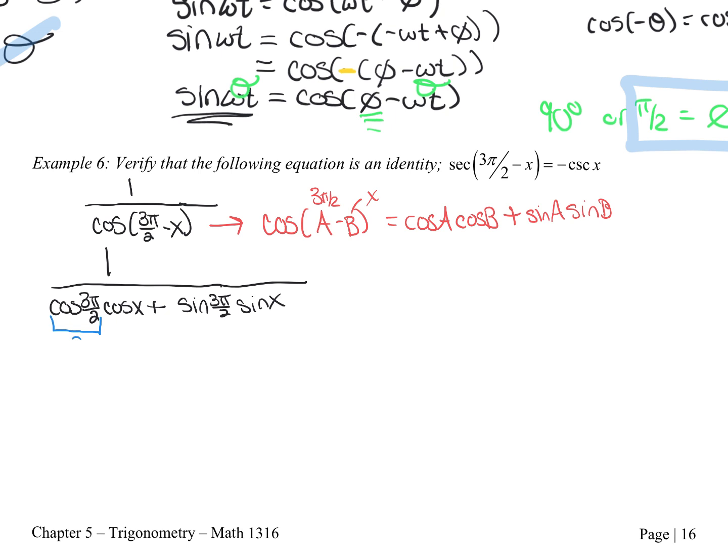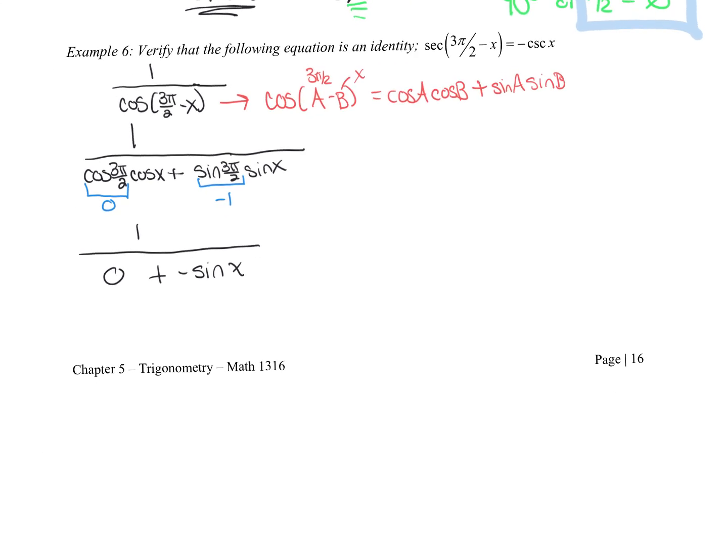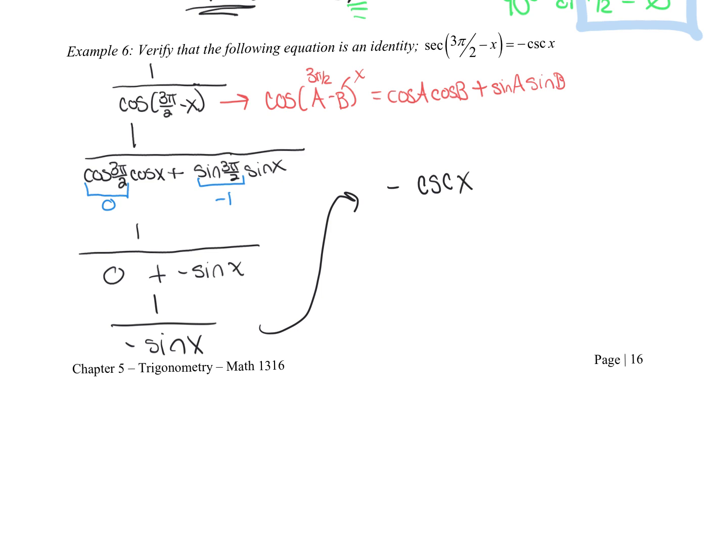Cosine of 3 pi over 2 is 0. Sine of 3 pi over 2 is negative 1. 0 times anything is 0. So now I have 1 over 0 plus negative 1 times sine, which is really a negative sine. 0 plus anything is the other thing. So I have 1 over negative sine. 1 over sine is called cosecant, so negative cosecant x. And you just verified the identity.